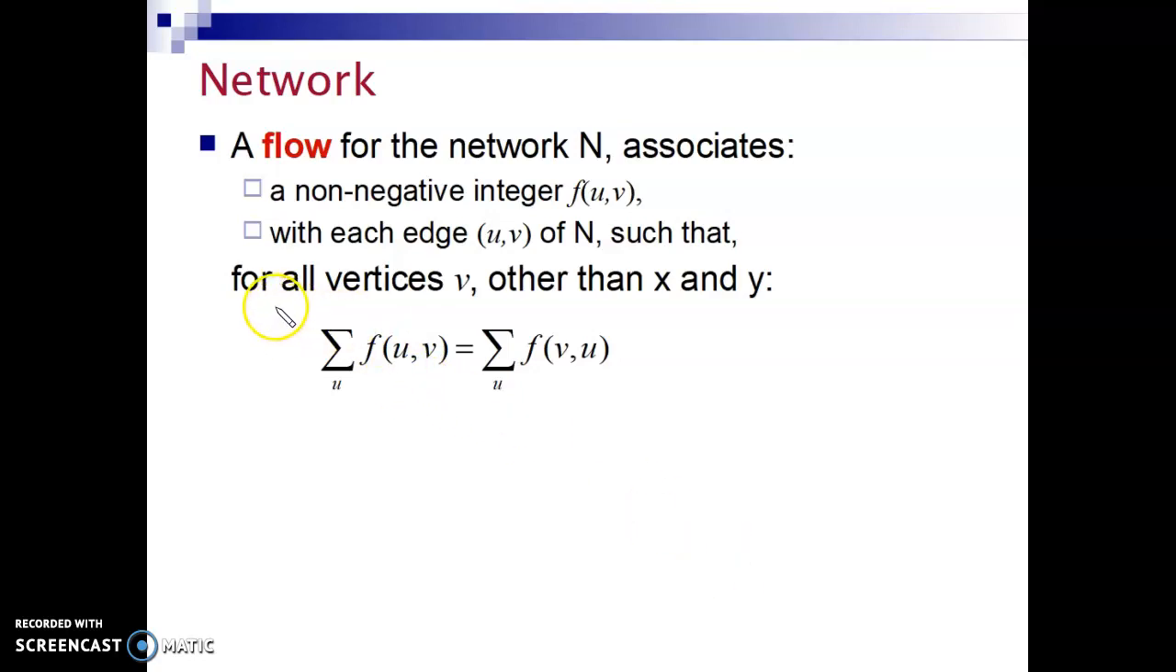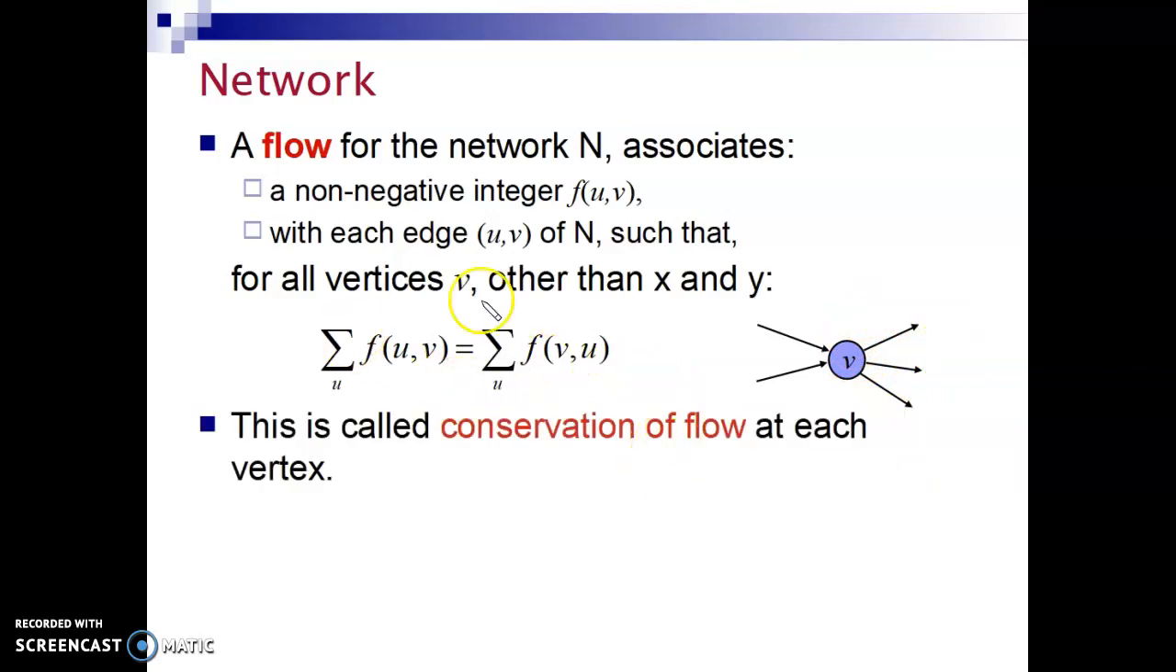There's also this rule here for all vertices of the network other than the source and the destination. This equation has to hold. What does it mean? For any node that is not a source or destination or the sink, the total of all incoming flows should be equal to the total of outgoing flows. And this equation here is also called conservation of flow. And that is valid in each vertex except the source and the destination.